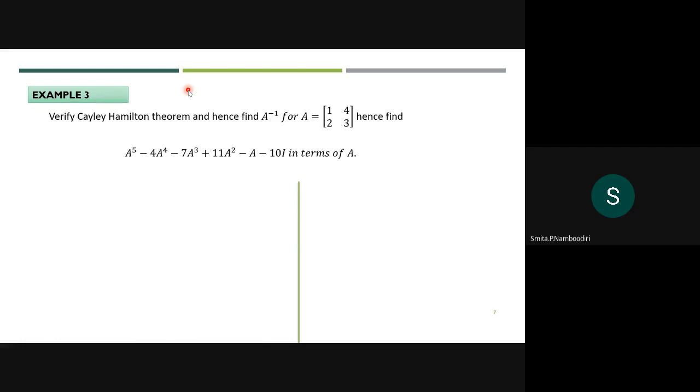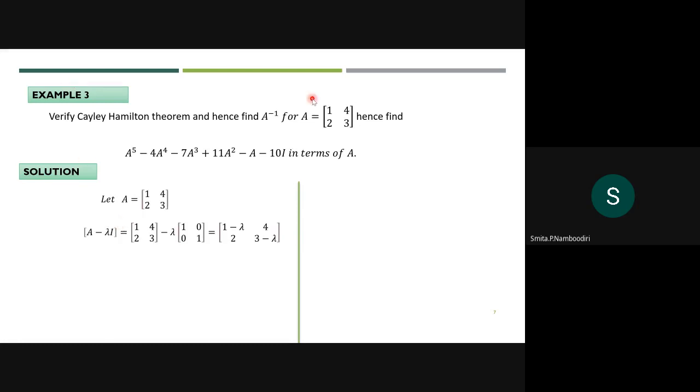Ok, so next one is again: verify Cayley Hamilton theorem and find A inverse for A and also find A raised to 5 minus 4 वाला. फिर से हमें Cayley Hamilton theorem है, तो हमें we have to find the characteristic equation. Now we are given again 2 by 2, so we cannot use that formula lambda cube minus वाला, so we have to calculate determinant of A minus lambda I equal to 0.